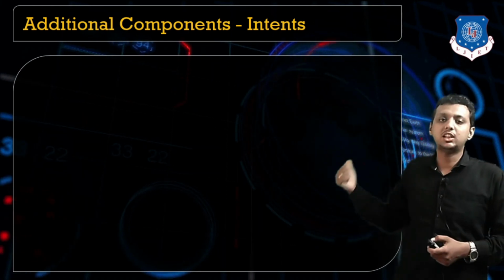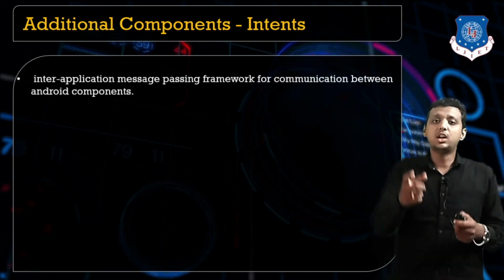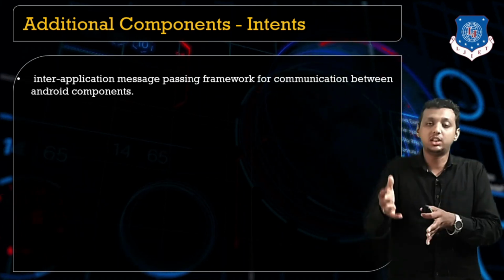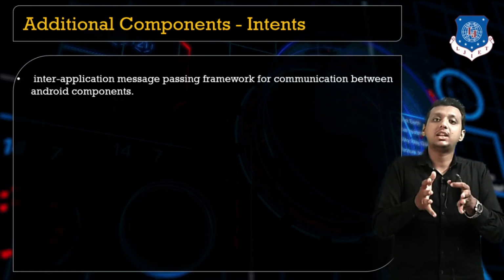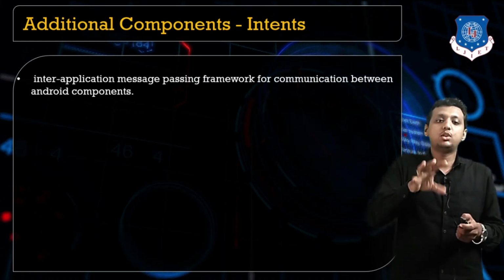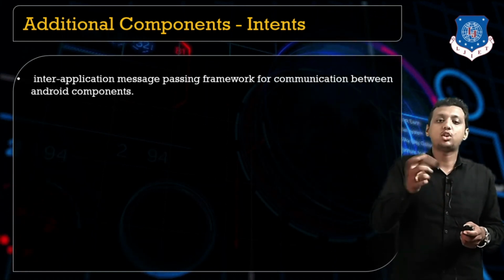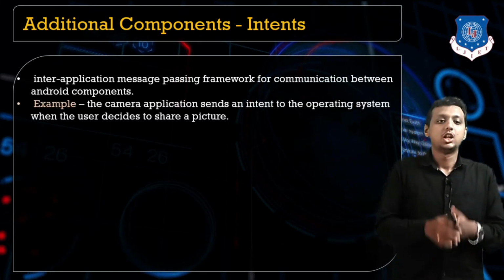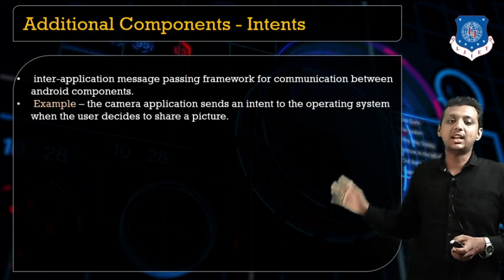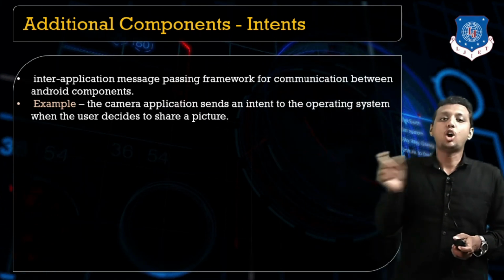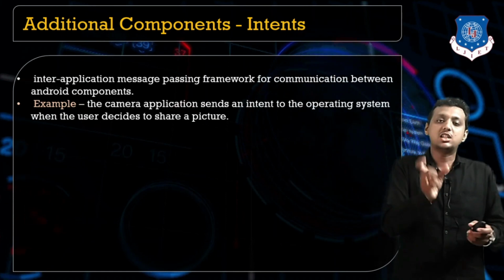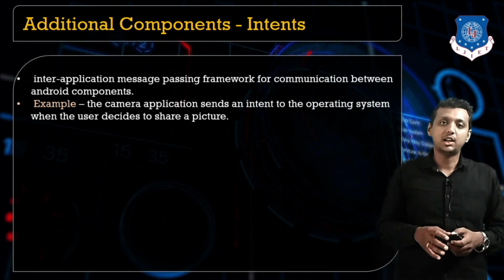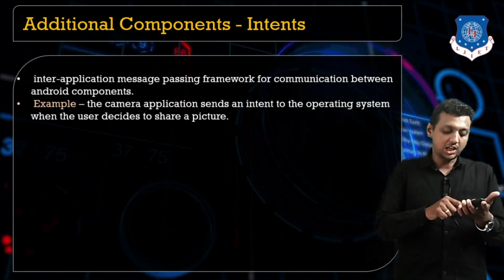The first one is the intent. Intent's work is message passing, from one application to another, from one activity to another activity. So inter-app as well as internal in the application. Whenever you want to pass a message for communication between the Android components, you just need an intent. For example, my camera application sends an intent to the operating system that I just want to share a picture. Like I just clicked a picture in my smartphone. Now I want to click on the share button and share.